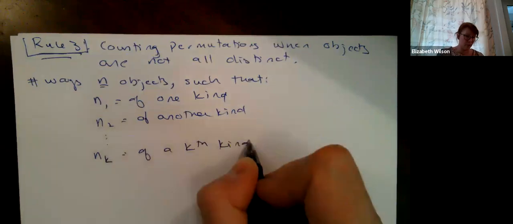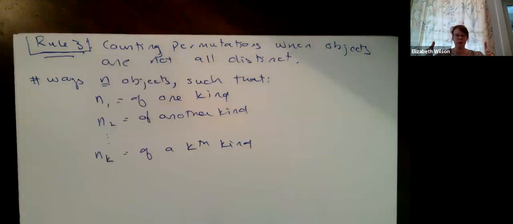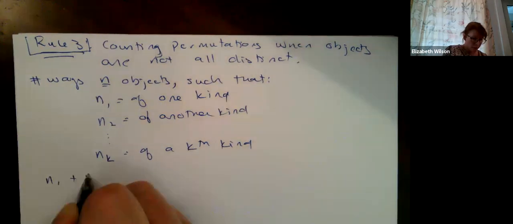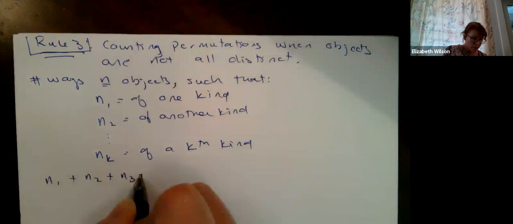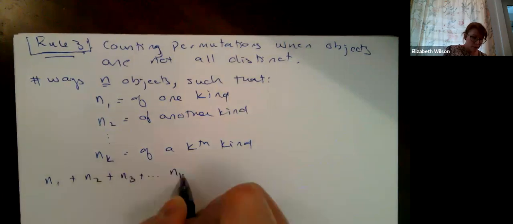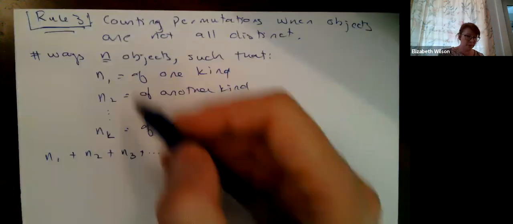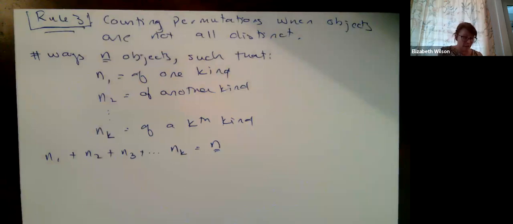So I've taken my n total objects, and within this I've got n1 of kind 1, n2 of kind 2, and so on. If I sum up all of these, n1 plus n2 plus n3 plus all the way up to n sub k, I'm going to reach my total n, because these things should sum up to the total number that we have. So we want to count our permutations given this kind of breakdown.